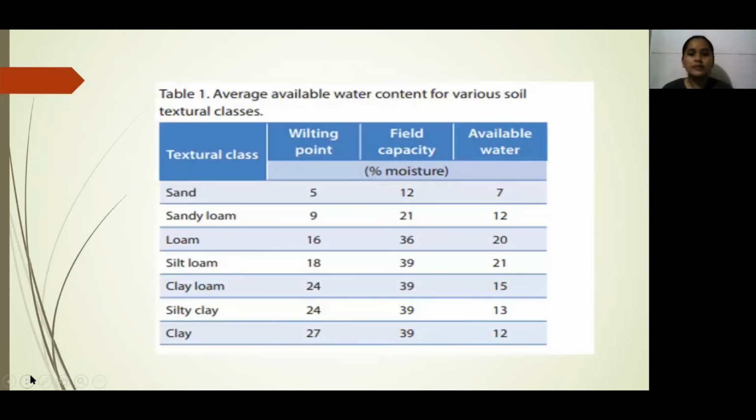So here is a table that shows the average available water content for various soil texture classes. The textural classes indicate sand loam, silt loam, clay loam, silty clay, and clay. It has the percentage of moisture at wilting point, field capacity, and available water. So you can see the difference in their moisture content.